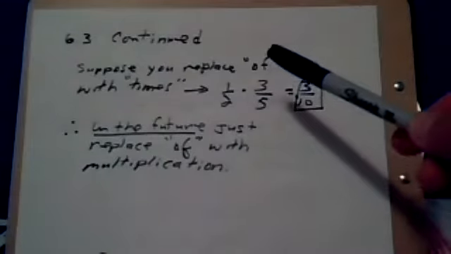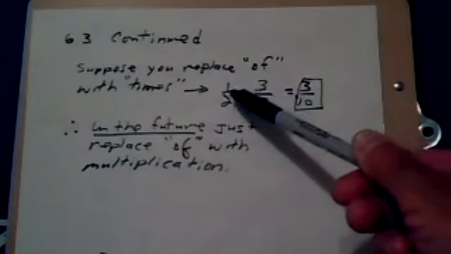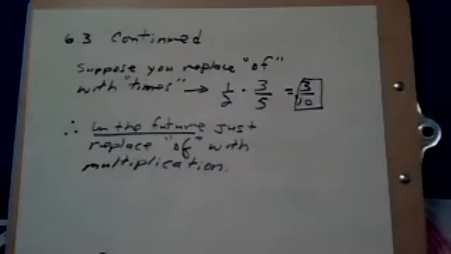Suppose you replace "of" with times. Notice if I replace the "of" with the times, I get 3/10. So when we use the word "of" in math, it translates into a multiplication. So in the future, just replace "of" with multiplication.